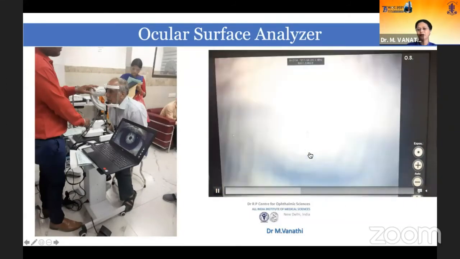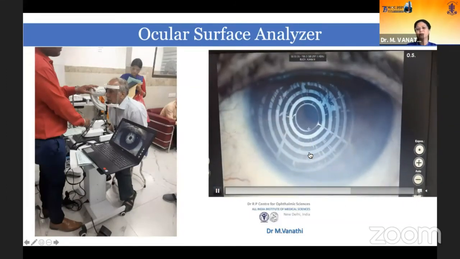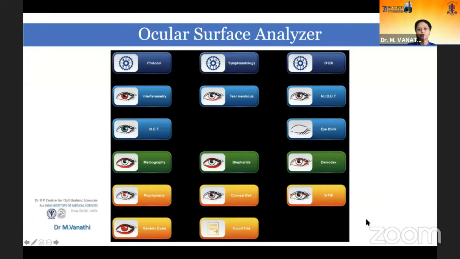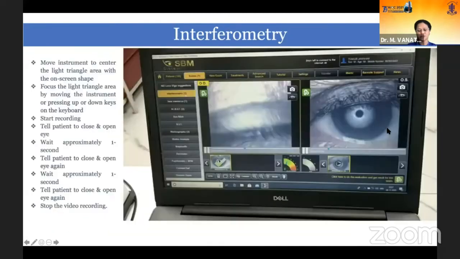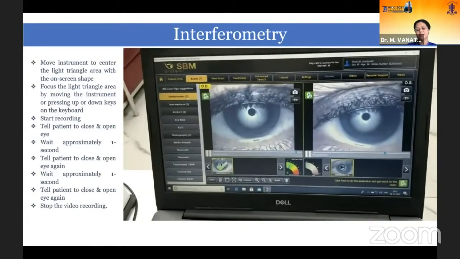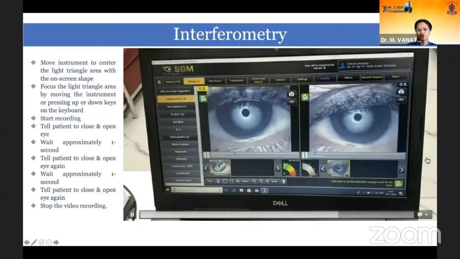That is the placido disc reflection image from the ocular surface. And once you capture this image, it has a battery of diagnostic tests which are available at the touch of a button, and you will be able to look at the results in one go, and it can be easily performed by your technician, or you can perform it yourself.